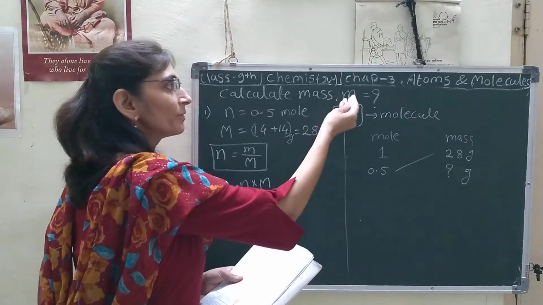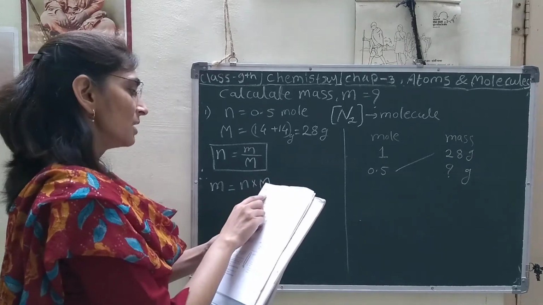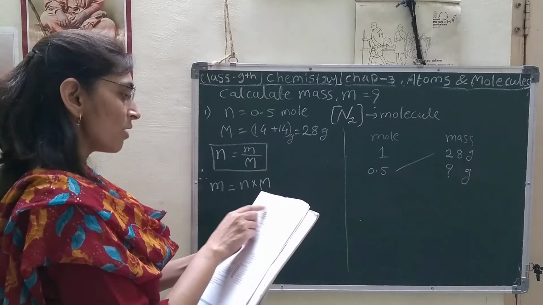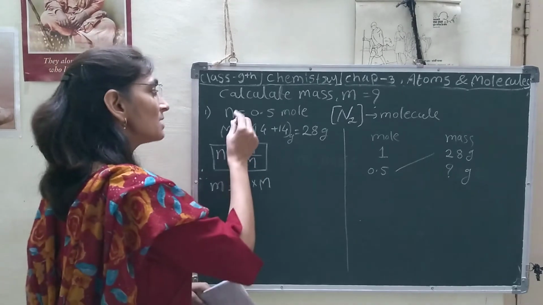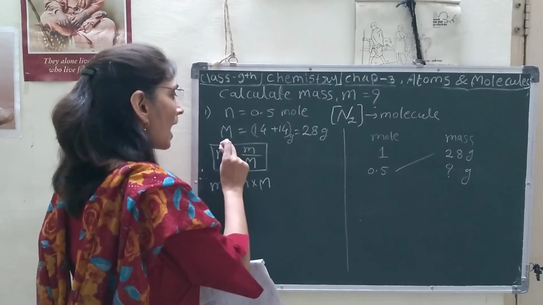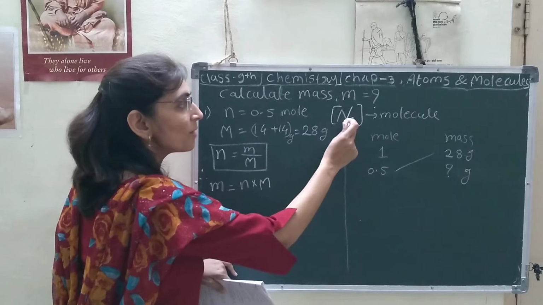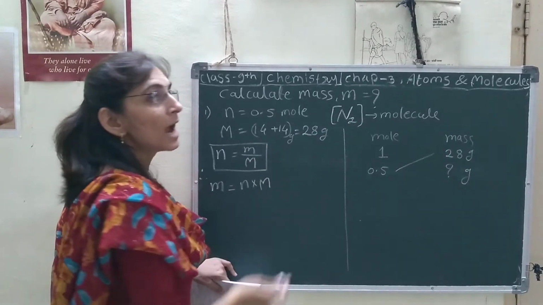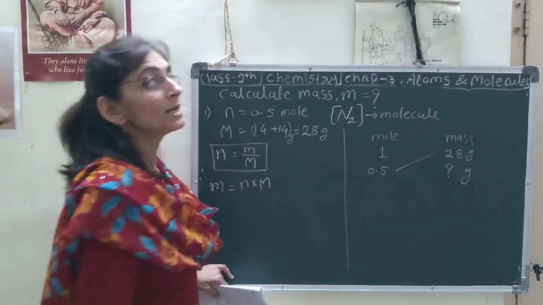For all problems we have to find the mass. But what is the first condition? 0.5 mole of N2 gas, and we have to calculate the mass from the moles of molecules. 0.5 mole is given here, and capital M we can calculate from the atomic mass of nitrogen. It is diatomic, so what is the atomic mass of nitrogen? 14 u. Here we have to take it in gram.